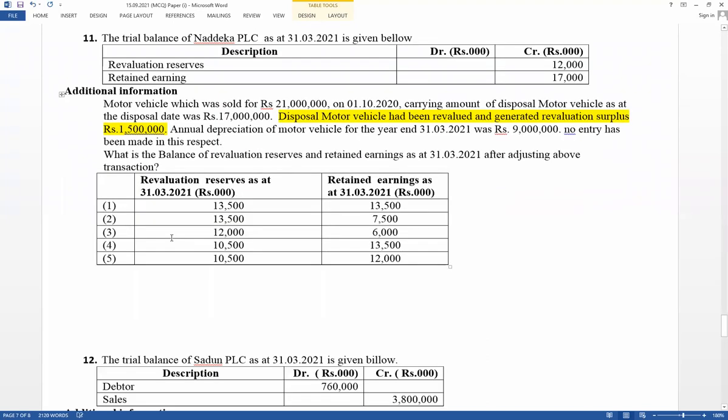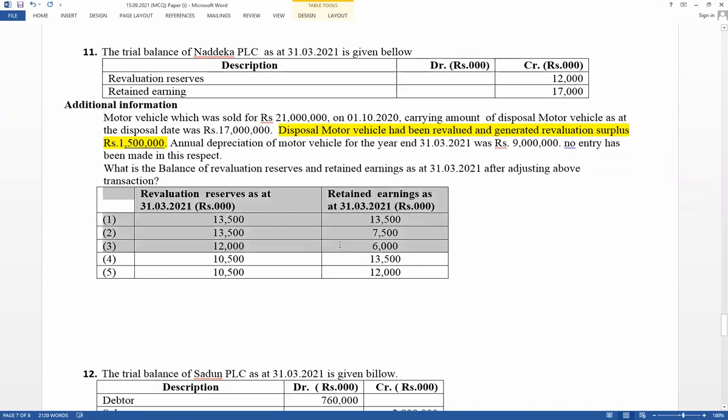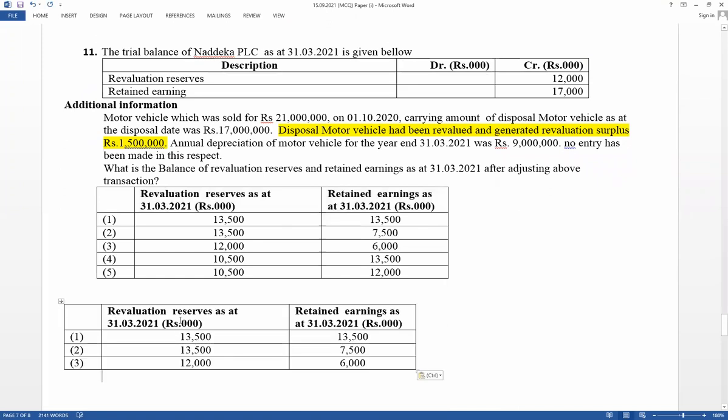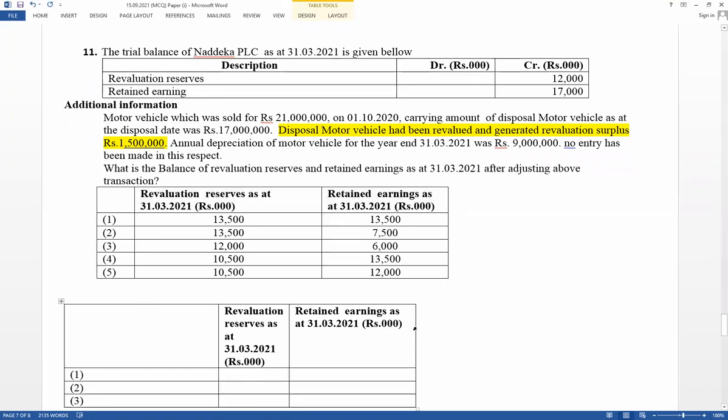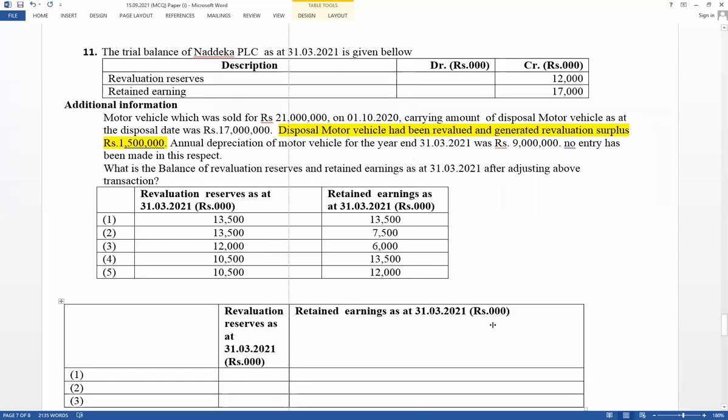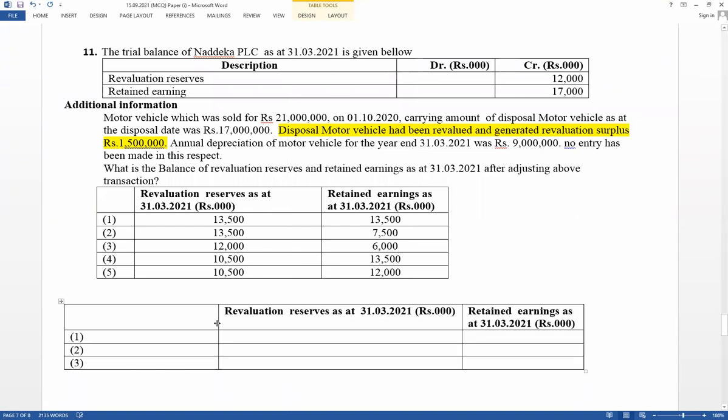Prepare two columns, revaluation reserves and retained earning. Prepare working like that. It has given balances, revaluation reserves and retained earning balance sheet as given. Take from the beginning balance 12,000 and 17,000. Very important this one. මේත් එක standard part එක තේරුම් ගන්න try කරන්න. Revaluation reserves account balance 12,000. Retained earning account balance as given 17,000.